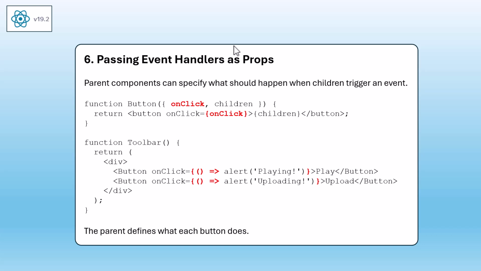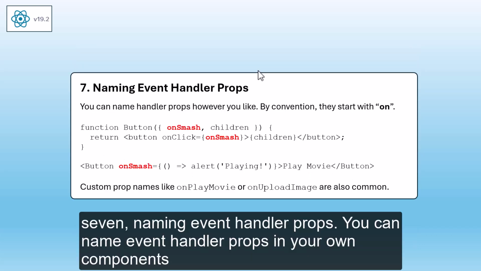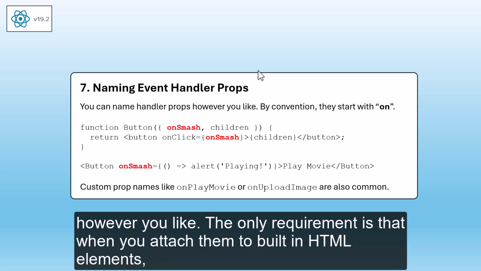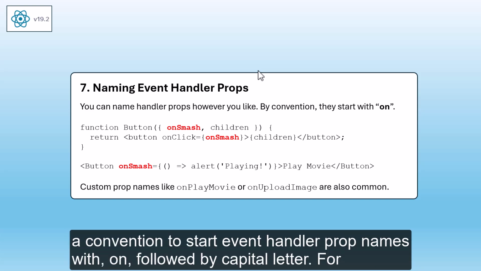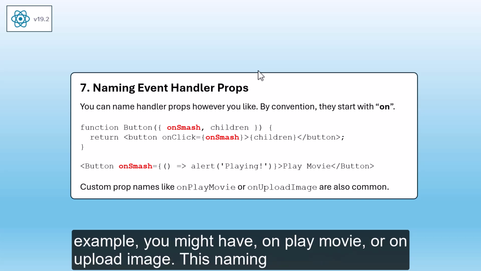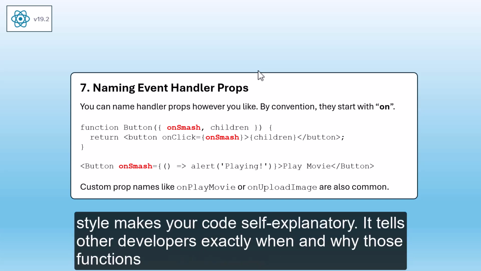7. Naming event handler props. You can name event handler props in your own components however you like. The only requirement is that when you attach them to built-in HTML elements, you use the proper event name that the browser understands. For your own components, it's a convention to start event handler prop names with on, followed by a capital letter. For example, you might have onPlayMovie or onUploadImage. This naming style makes your code self-explanatory. It tells other developers exactly when and why those functions will be called.